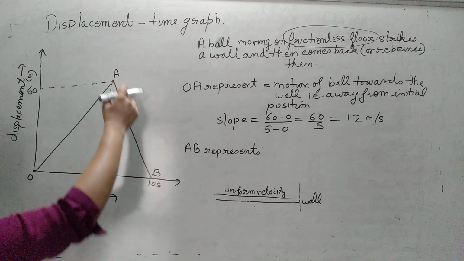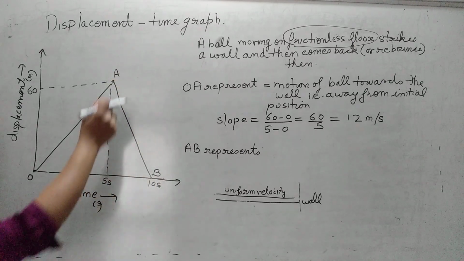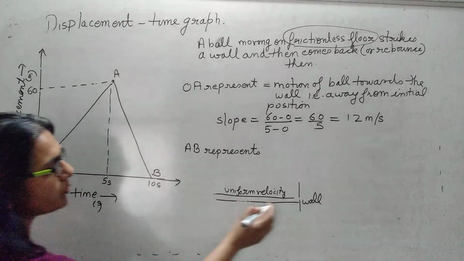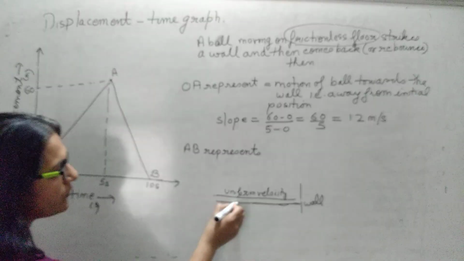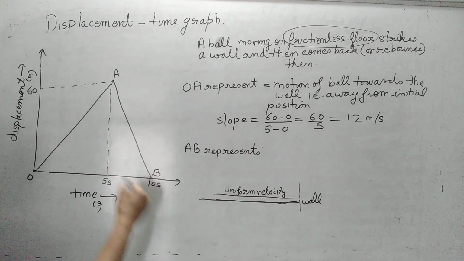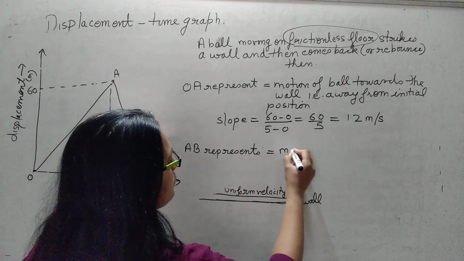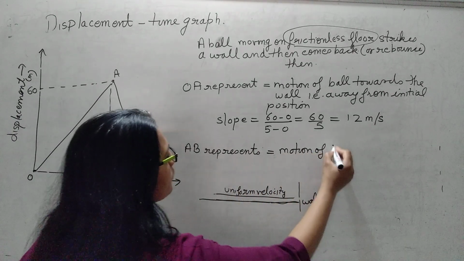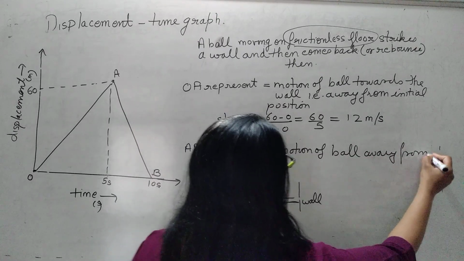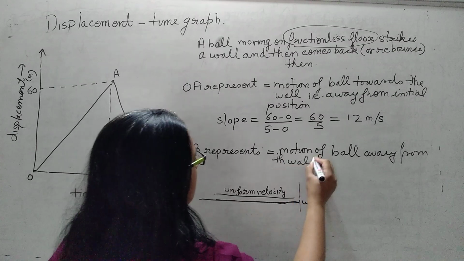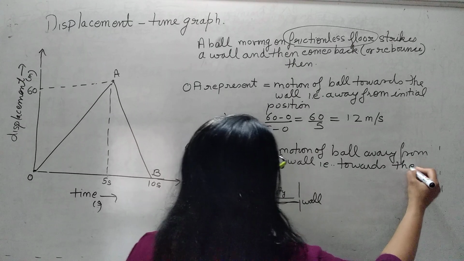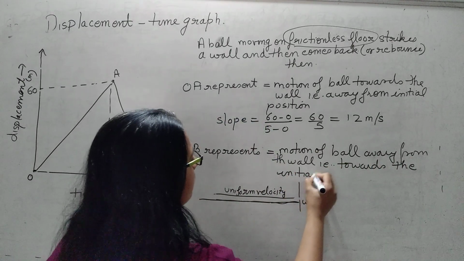Now what is this graph representing? This graph represents the rebound motion of the ball, when the ball is moving away from the wall, when the ball is moving towards the initial position. So it represents the motion of the ball away from the wall, that is towards the initial position.